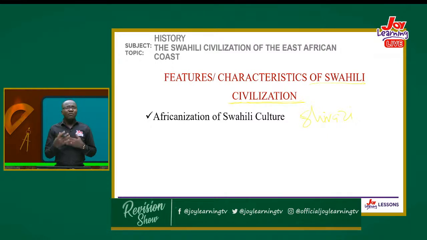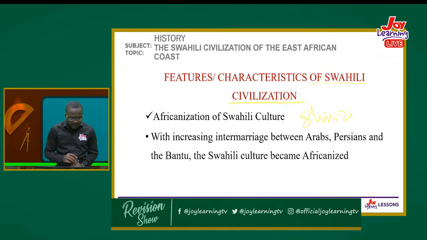However, as time went by, this culture, the Swahili culture, was Africanized. And we are saying that that's another important feature. And this was made possible as a result of the increasing intermarriage between the Arabs, between the Persians as well as the Bantu. As the intermarriage increased, more and more of the culture of the Swahili was Africanized.